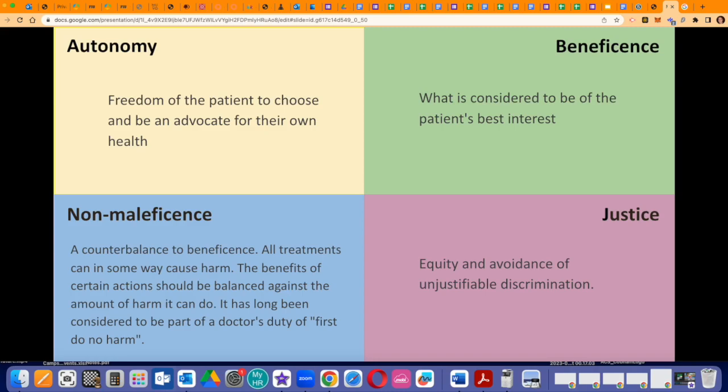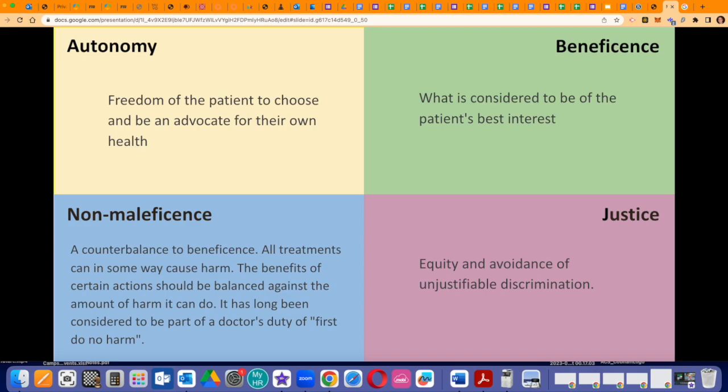Or aspirin, for example. When people take aspirin as a tablet, it can sometimes have side effects, like bleeding on the inside of your stomach when taken on an empty stomach, right? That's causing some sort of harm. So we need to counterbalance non-maleficence, not causing harm, against beneficence. That means weighing up the fact that we're causing some sort of harm relative to the good. That's what we've got to think about with non-maleficence.